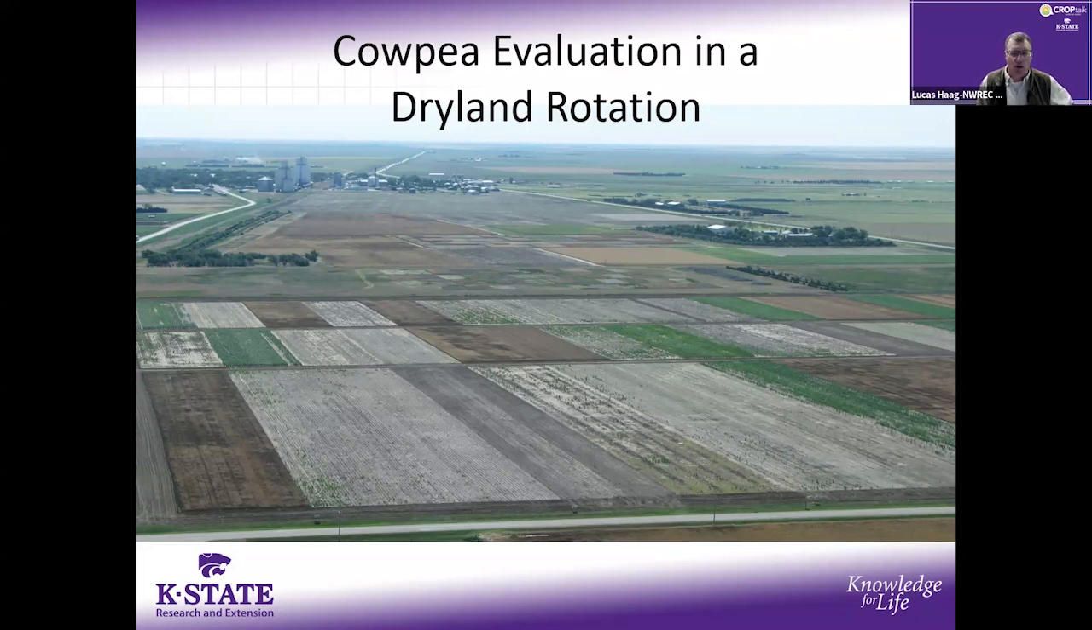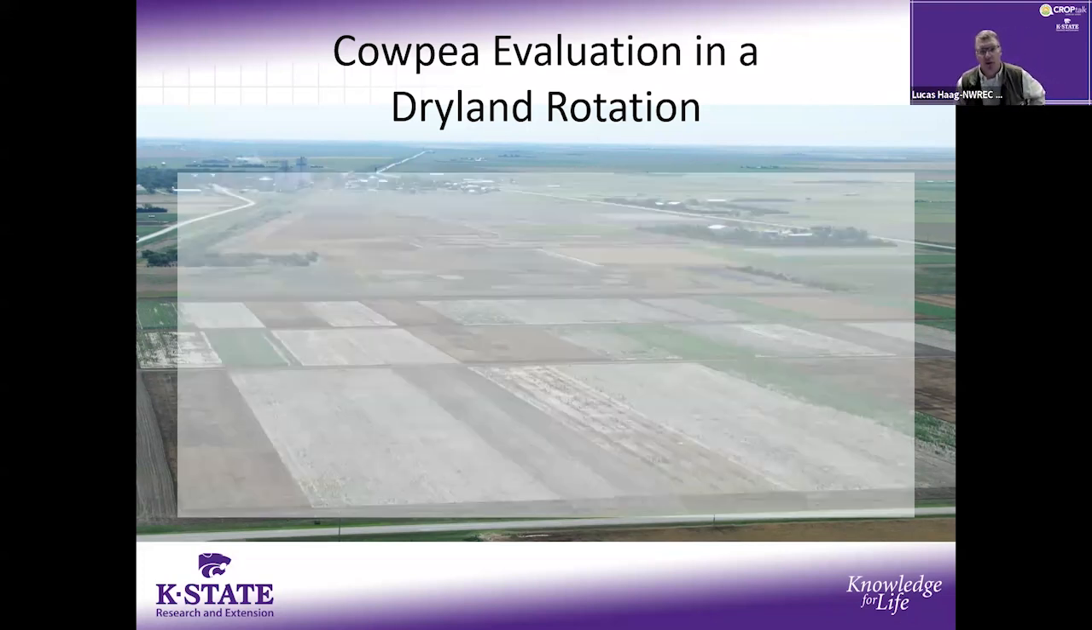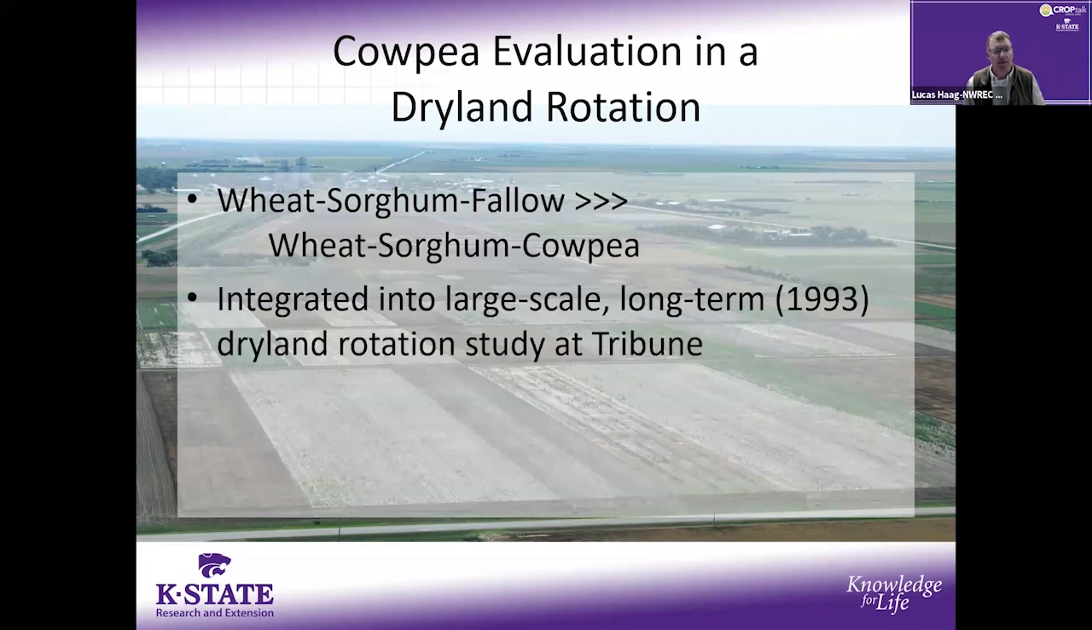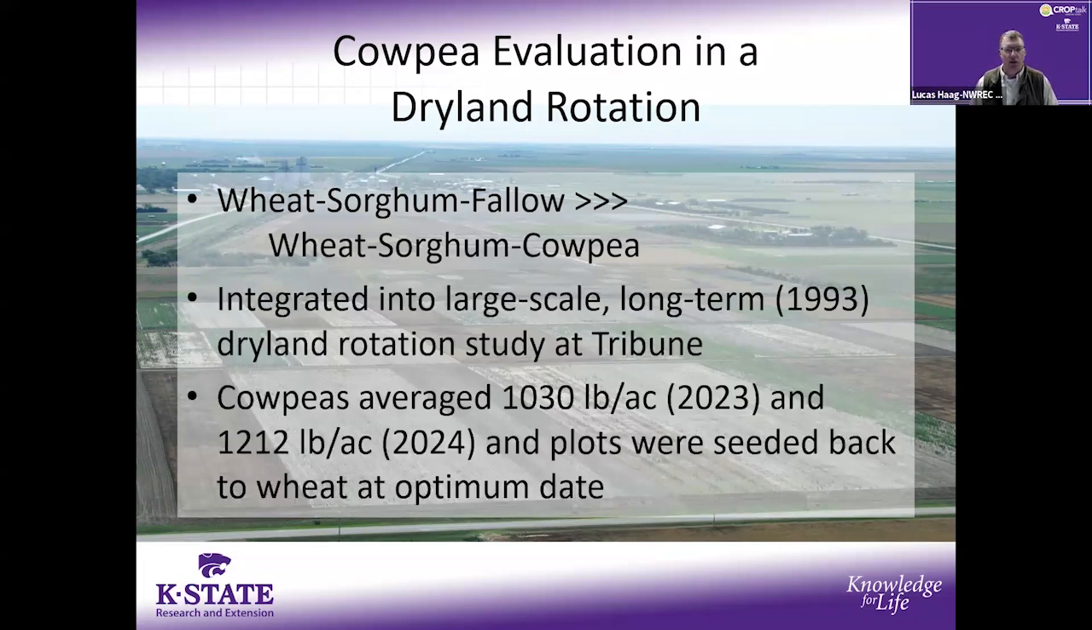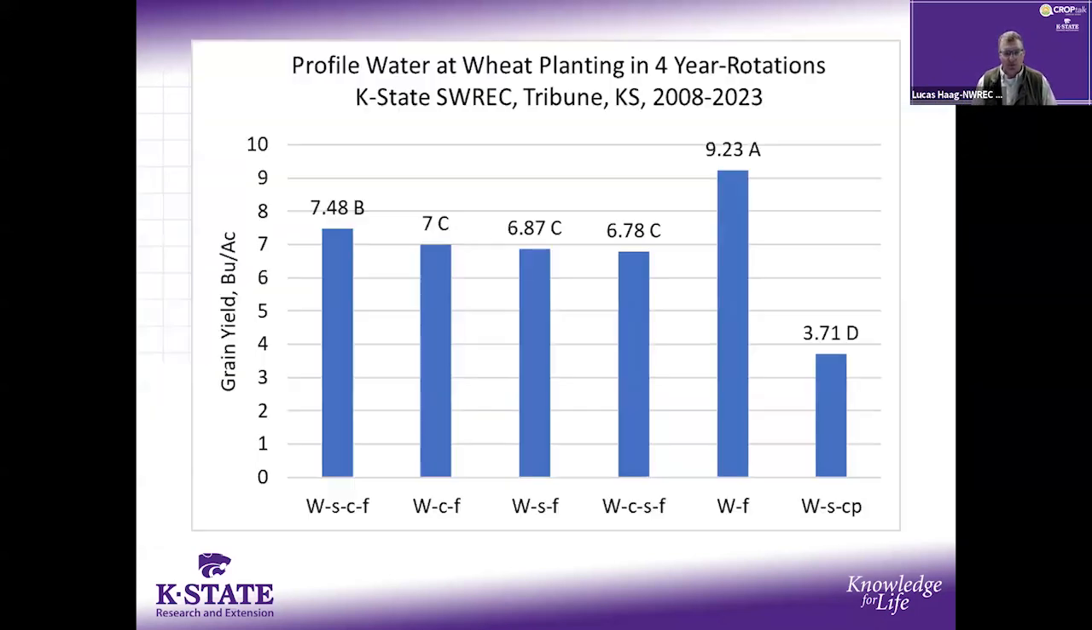We had an extra wheat sorghum fallow slot, so we've moved that to looking at wheat sorghum cowpea. And so we only got 2 years of data there. In 23, they averaged about 1,000 pounds. This last year, we averaged 1,200 pounds. And then we're putting those plots right back to wheat.